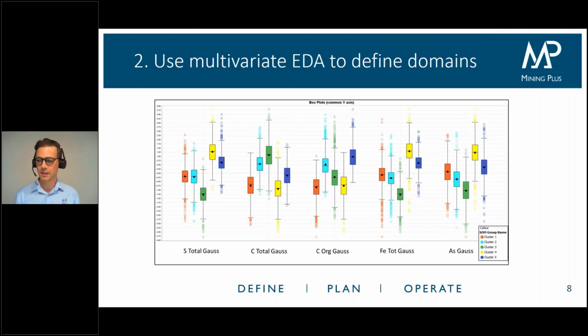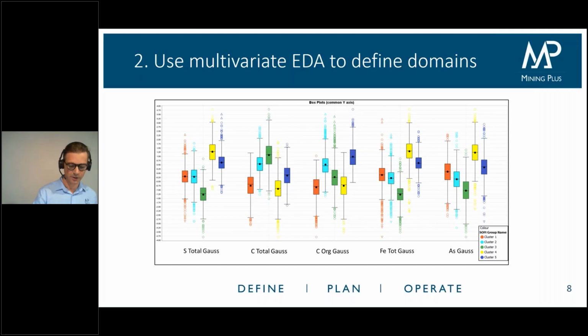And so what we're looking at here is the box plots for each of the variables, colored by the self-organizing map clusters, which I'll refer to as domains from now on. And you can see, hopefully you agree, that each of the domains has quite distinct values from each of the other domains.